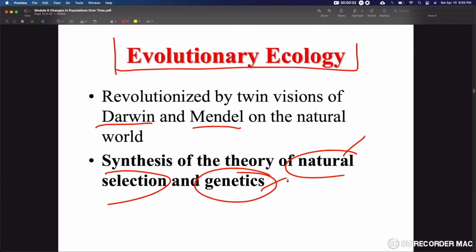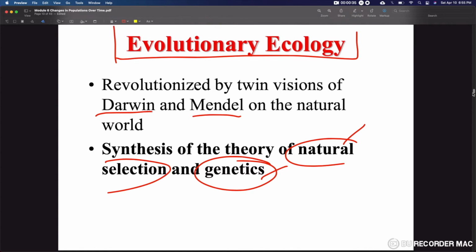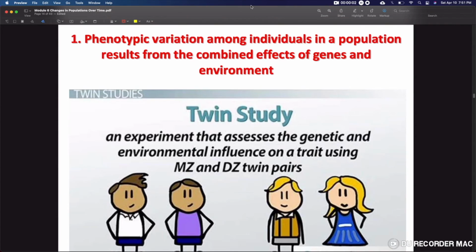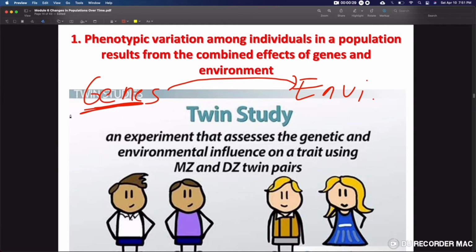Natural selection and genetics from our father Mendel. In evolutionary ecology, the phenotypic variation among individuals within a population is actually a direct result of the interaction between your genes and your environment. Your traits, your physical characters that you are expressing right now, your hair, your intelligence, your height, are actually a direct result of the interaction of your DNA, your genes, and the environment that you're in.